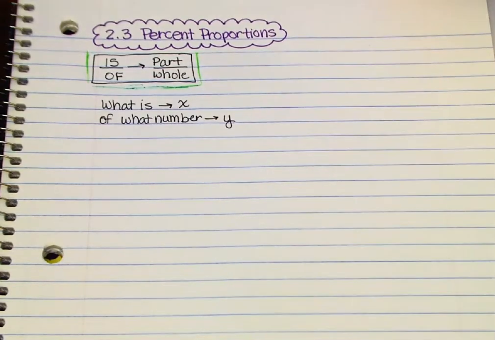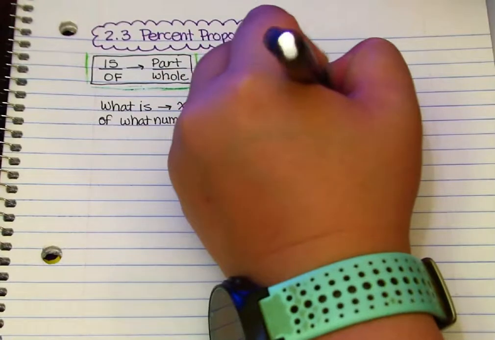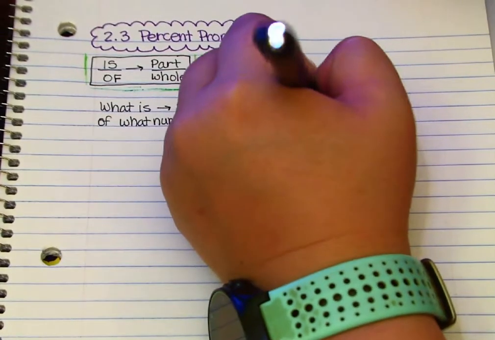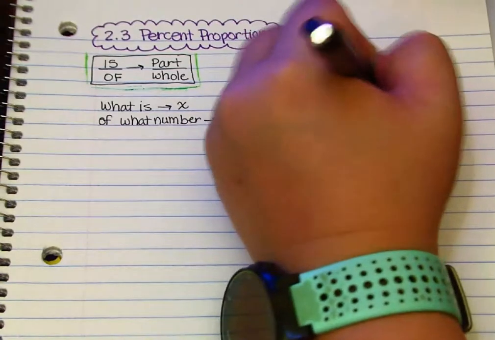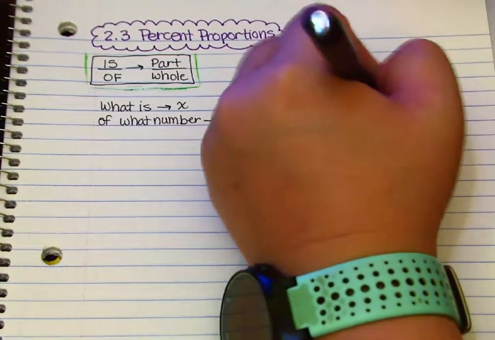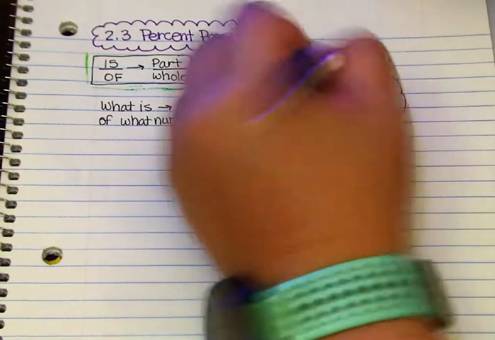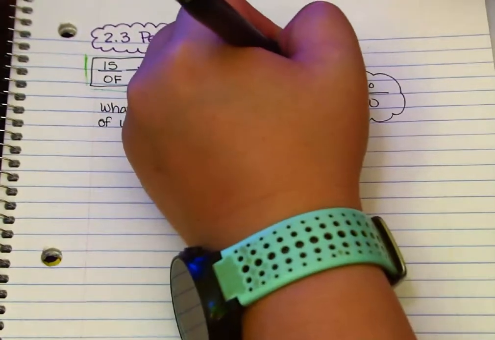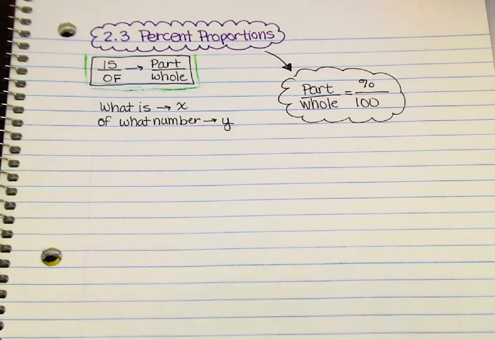So, our percent proportion is always part over whole equals your percent, so whatever that is, over 100. So when we are talking about a percent proportion, this is what we're talking about. Part over whole equals percent over 100. I apologize for my leftiness getting in the way.